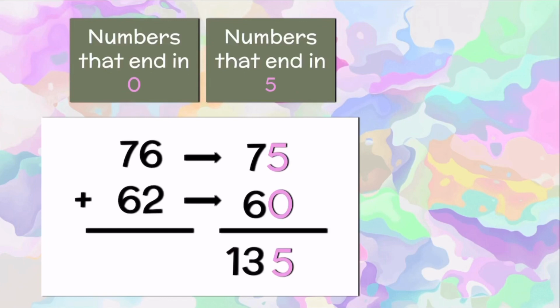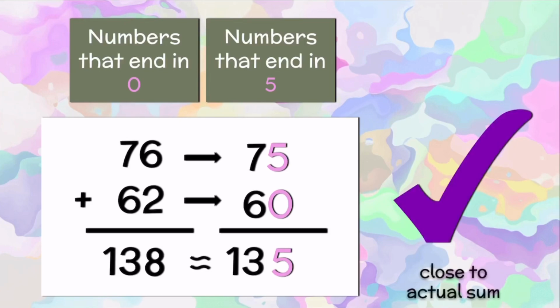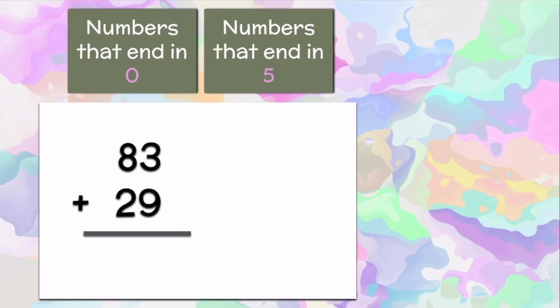Now let's add the standard way. 6 plus 2 is 8, 7 plus 6 is 13. So we can use compatible numbers to add quickly and still get a sum that is pretty close to the actual sum. Let's add 83 plus 29.